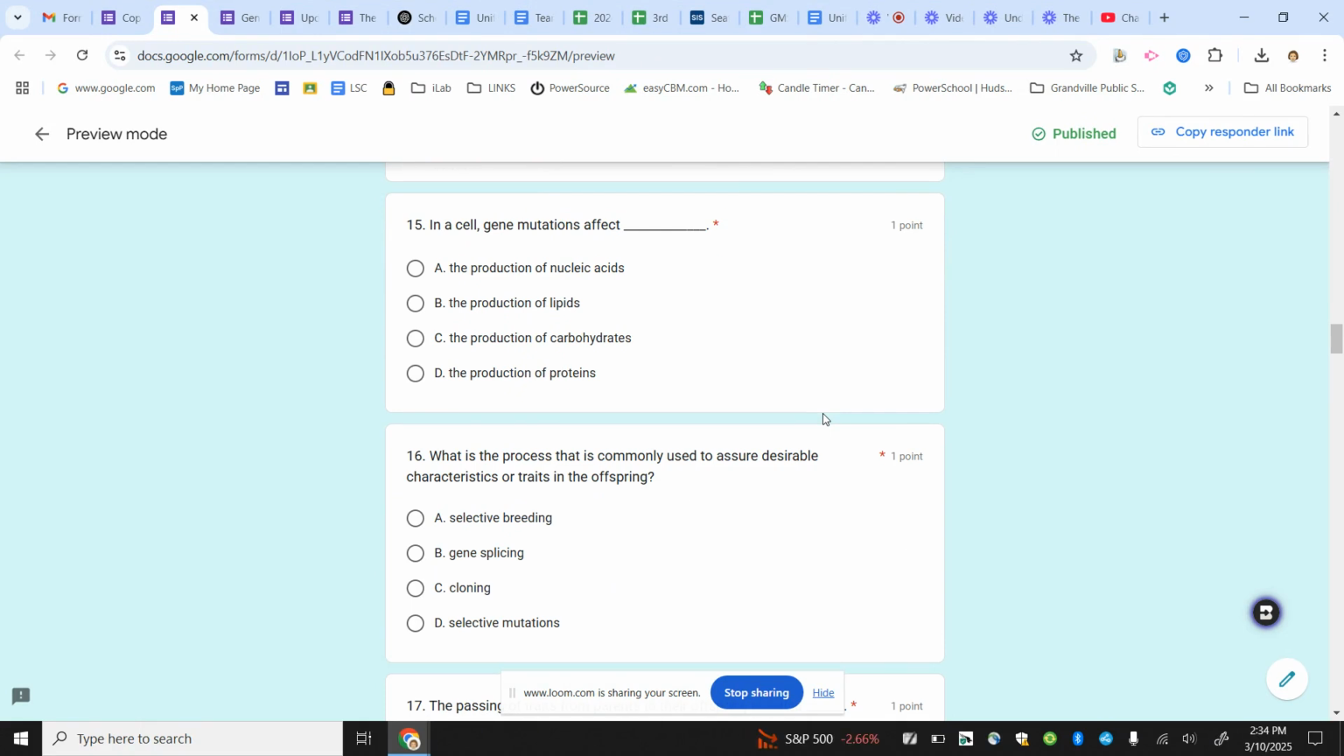Number 15, in a cell, gene mutations affect what? A, the production of nucleic acids. B, the production of lipids. C, the production of carbohydrates. D, the production of proteins.